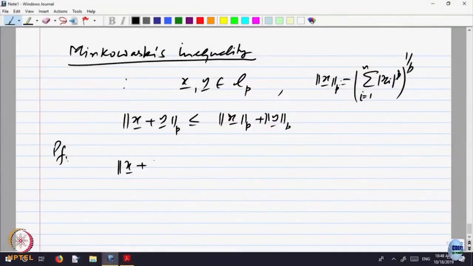So, let us give a proof of that. The proof is reasonably simple. Let us look at the left hand side. That is norm of x plus y in p. What is that quantity? That is equal to sigma mod x_i plus y_i raised to power p, i equal to 1 to n, whole thing raised to power 1 over p. Let me raise it to the power p so that I do not have to write every time. So, the left hand side is equal to this.